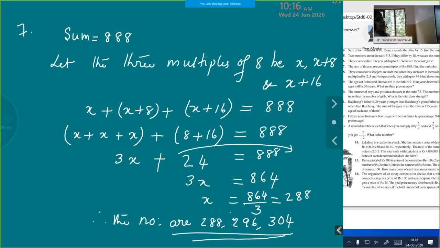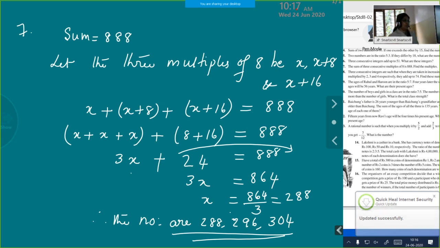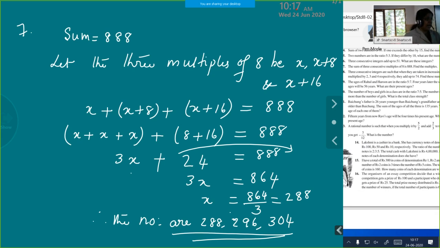Sum is given as 888. So we substituted in the sum expression and collected the like terms. We get x plus x plus x is equal to 3x, and 8 plus 16 is added up to 24. This part is already learned in the first exercise, how to take the terms to the right side, how the sign changes, how the operation changes, okay? So 3x is 864, x is divided by 3, we get the answer as 288. So the answers are 288, 296 and 304. How to get it: add 8 to 288, we get 296, plus 8 is 304.